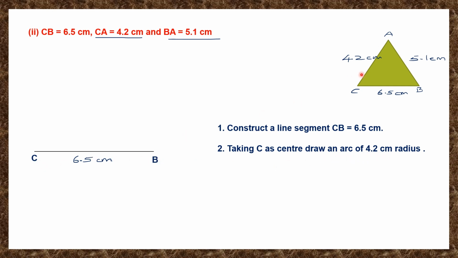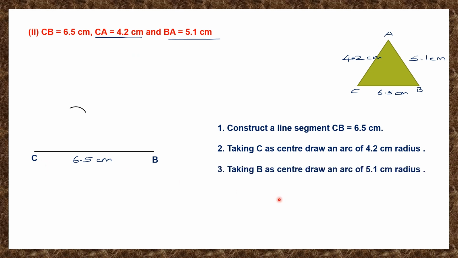How do you know it's 4.2? Look at the rough figure. This is 4.2, and that's because CA is 4.2 and it's given to us in the question. So take C as the center, draw an arc of 4.2 centimeters radius.